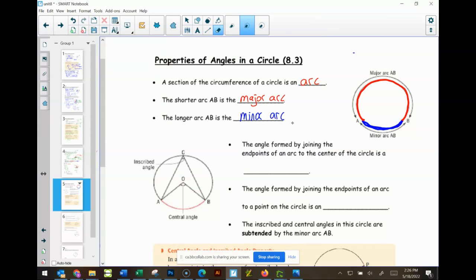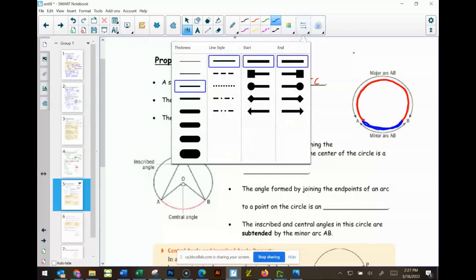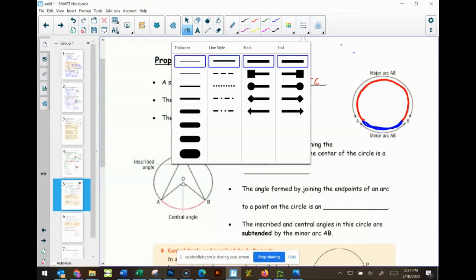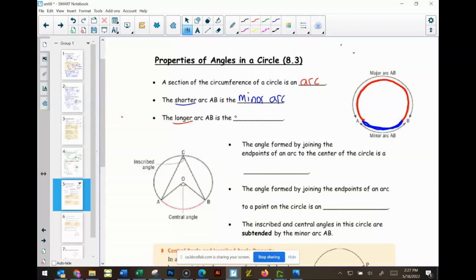Oh, I had those backwards, I'm sorry. It started with the shorter arc. Catch me when I do that. Sorry, the shorter arc is the minor arc. I just had them backwards. Minor arc. And the longer arc is the major arc. There we go.